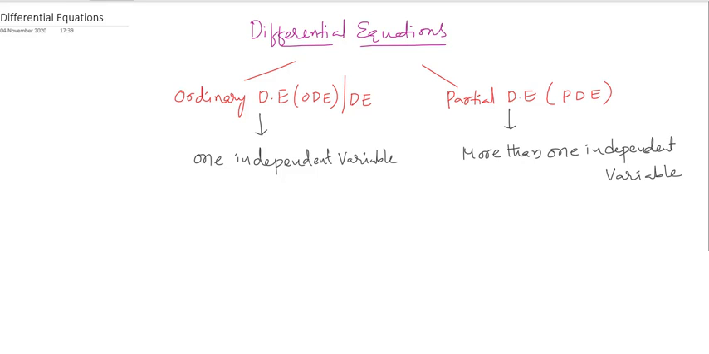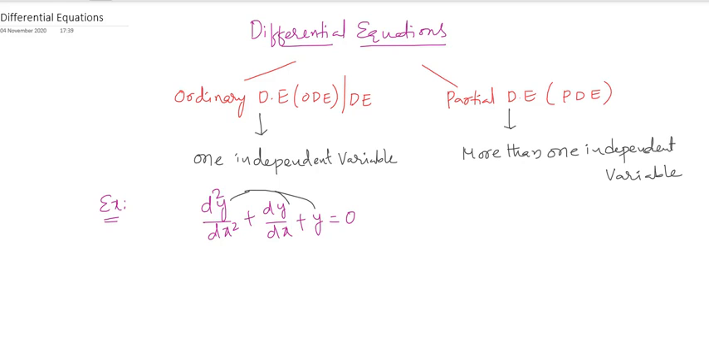Let me take an example. Suppose I take the differential equation d square y by dx square plus dy by dx plus y equals 0. If you observe here, all these y we call the dependent variable, and this x we call the independent variable. Here I am having one dependent variable and one independent variable.